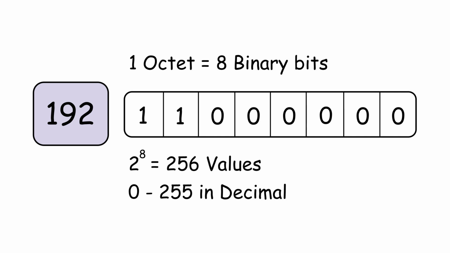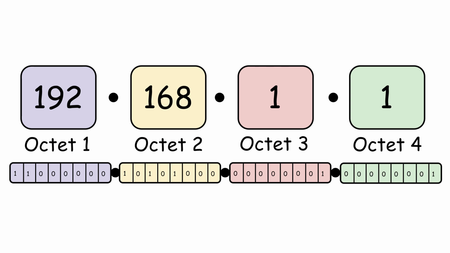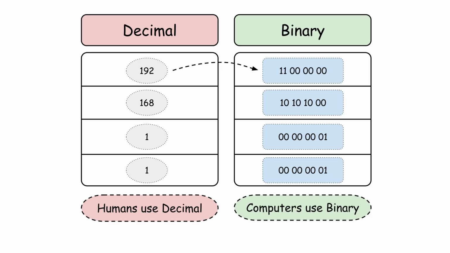Each octet has 8 bits, and that gives you 256 possible values. That's why each number stays between 0 and 255. Put them together, 4 octets means 32 bits total. That's the full structure of an IPv4 address.